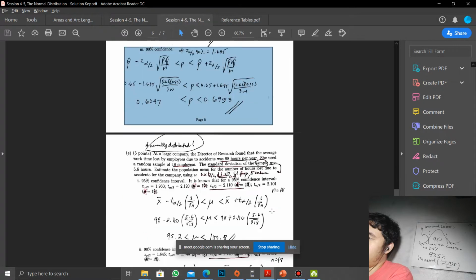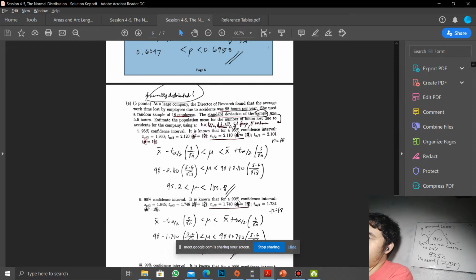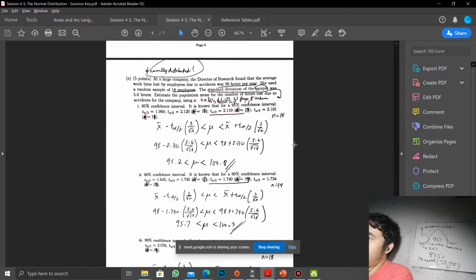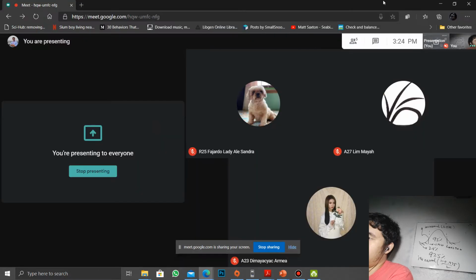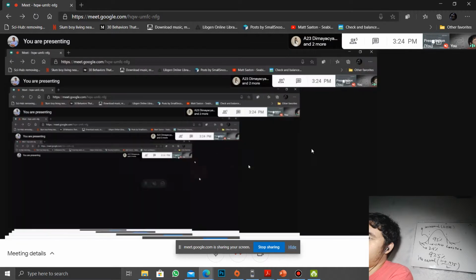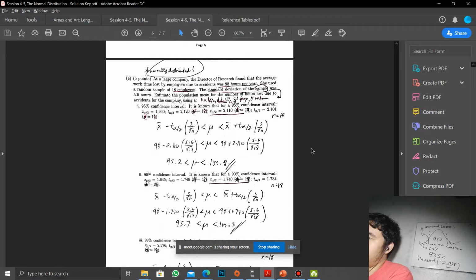Okay. Next. Letter E. Standard deviation of the sample was 5.6. Sample. So, obviously, use T distribution. CI for mu, sigma unknown. Next, get the T-score. Marami akong binigay na values para malito kayo. Pero dapat, instant na agad sa inyo, automatic, kung ano yung gagamitin nyo.